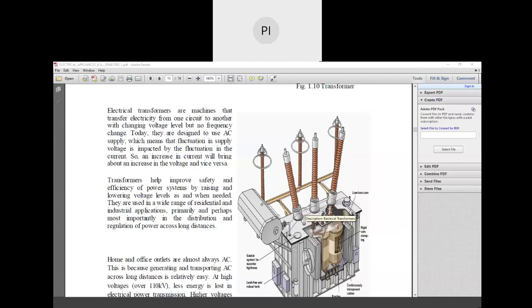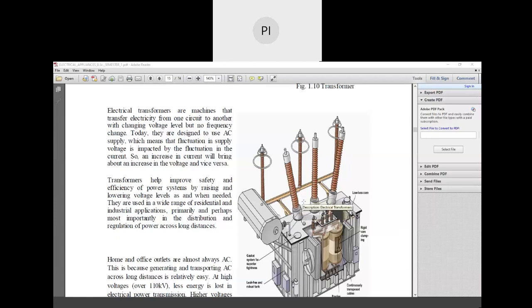This is the basic unit. This is based on the phenomenon of mutual induction. Mutual induction and self-induction phenomena were discovered by Faraday. Self-induction was discovered by Faraday. Mutual induction was discovered by Henry. So mutual induction and self-induction phenomena are very useful in transformer working.